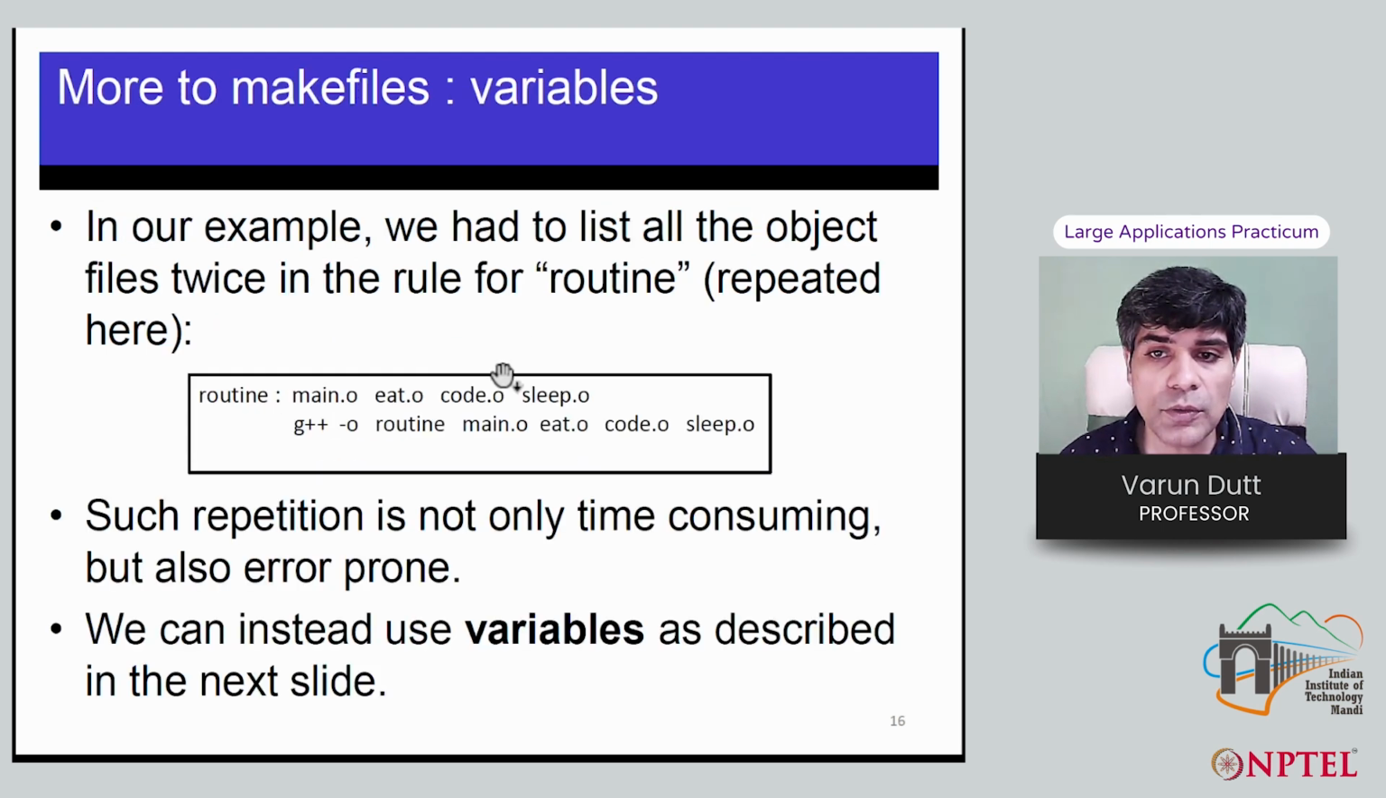So now the question is: how can we make make files more efficient, neat, and more readable? In this case, we had to write all these .o files in the prerequisite part as well as in the g++ statement, and this will become time consuming. So one way to reduce time is by creating variables.